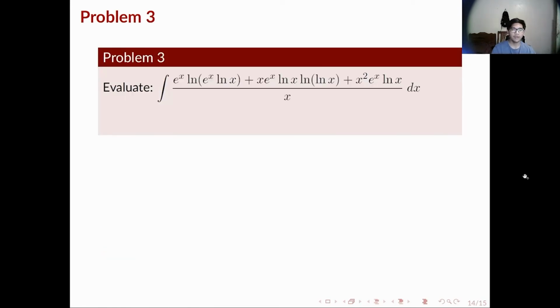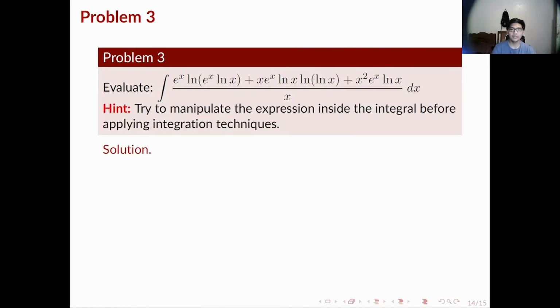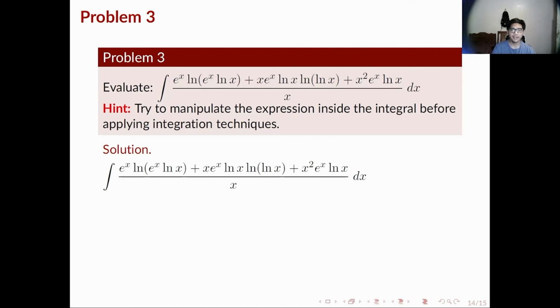Now let's try to evaluate this integral. So medyo mahaba yung integral na to. So first, let's try to manipulate an expression inside the integral before we apply integration techniques. So ito yung equation natin at ang unang gagawin natin is try to cancel out yung pwede natin i-cancel out. So sa second and third terms, pwede natin i-cancel out yung x. So magiging ganito siya ang equation.